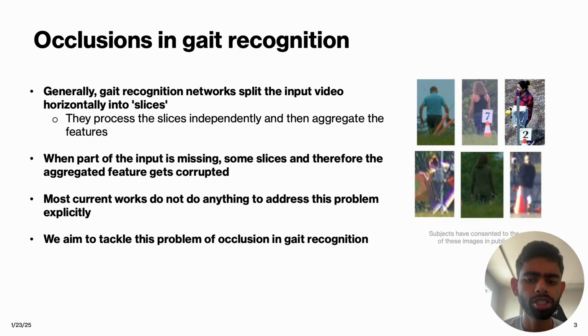Like all computer vision problems, occlusions are a major problem within gait recognition too. And of course, if part of the input is missing, the gait signature generated by the model is corrupted. Most current works don't do anything specific to address this problem explicitly. In this work, our aim is to tackle this problem explicitly.